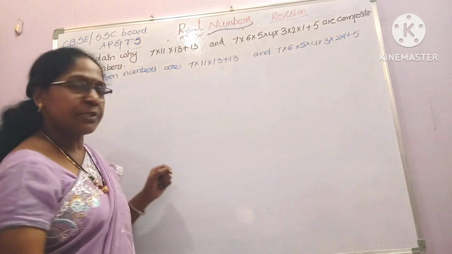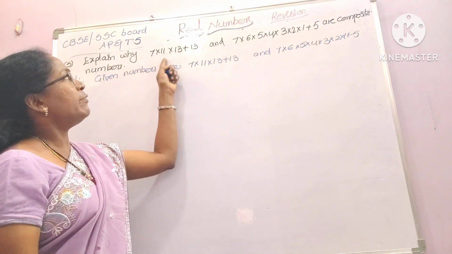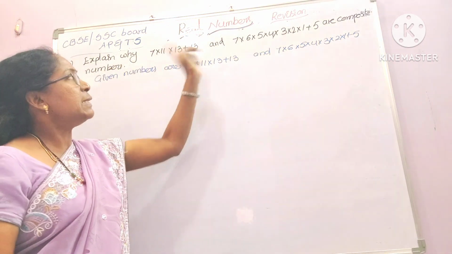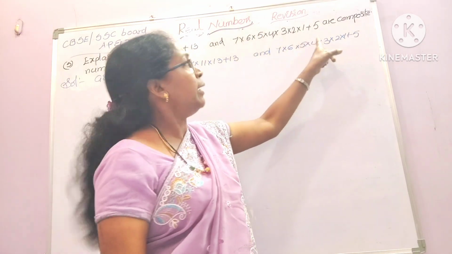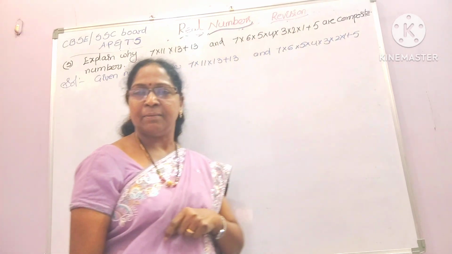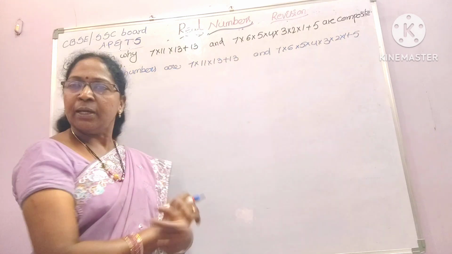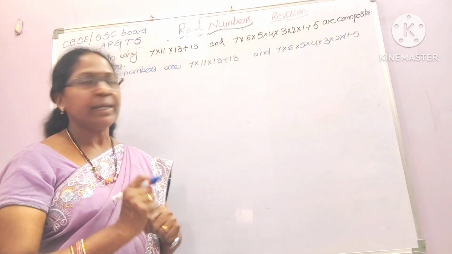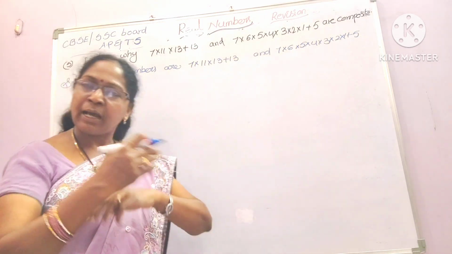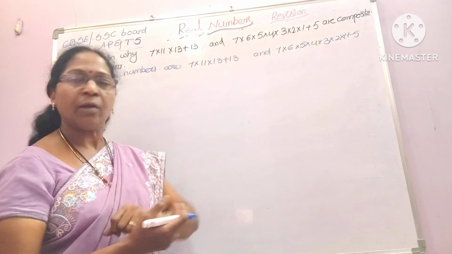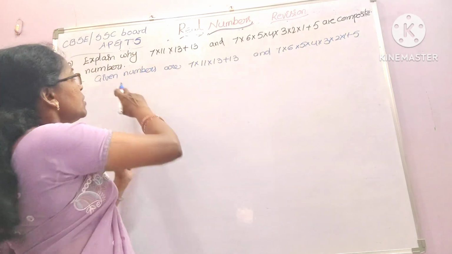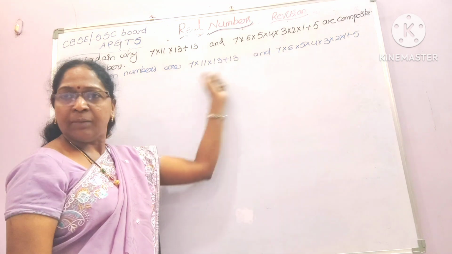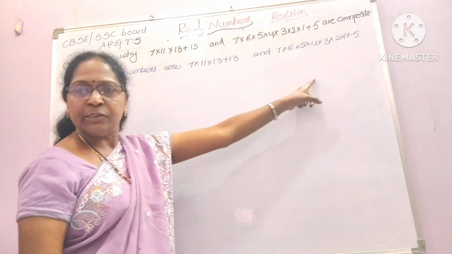Next, the fifth question is: explain why 7 into 11 into 13 plus 13 and 7 into 6 into 5 into 4 into 3 into 1 plus 5 are composite numbers. Explain why these two are composite numbers and how you can say that they are composite. First, write down the given numbers. The given numbers are these two.